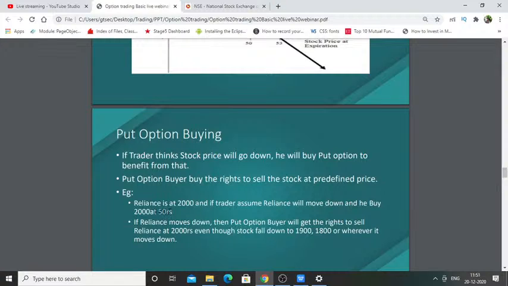if the stock has moved to 1800, then this 2000 put option will have a premium of 200. You have spent 50 rupees already, and you will be getting 150 rupees as your profit, which means that you will get 300% profit from the put option buying. In the worst case, if the market starts reversing and the stock is trading above 2000, you will lose this 50 rupees, whatever premium you have spent to buy these put options. This is the maximum loss you are going to get by buying these put options.